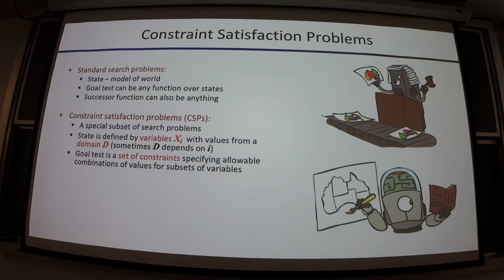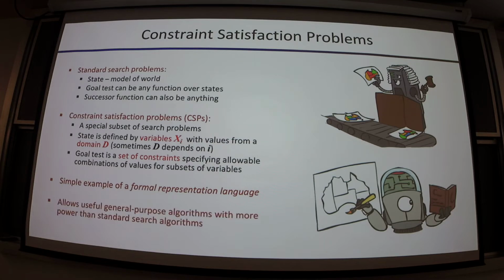Okay, so this definition here is a simple example of a formal representation language. This is our first example of a formal representation language. We're going to see more of these as the semester progresses. But the idea is this is a way to write down your problem, and that allows the use of general purpose algorithms as people develop them on your problem. And this can generally be more powerful than standard search algorithms.